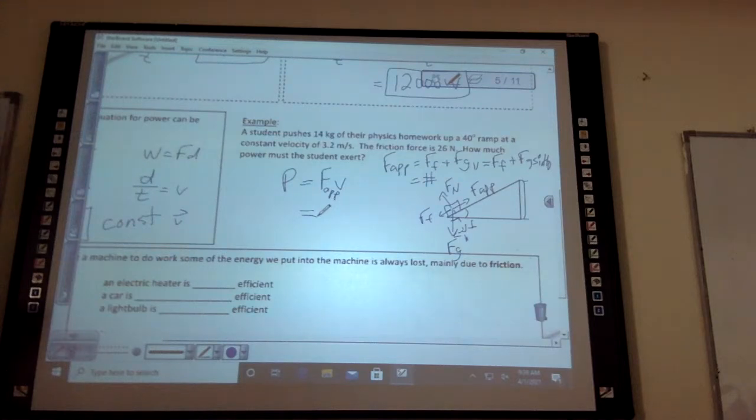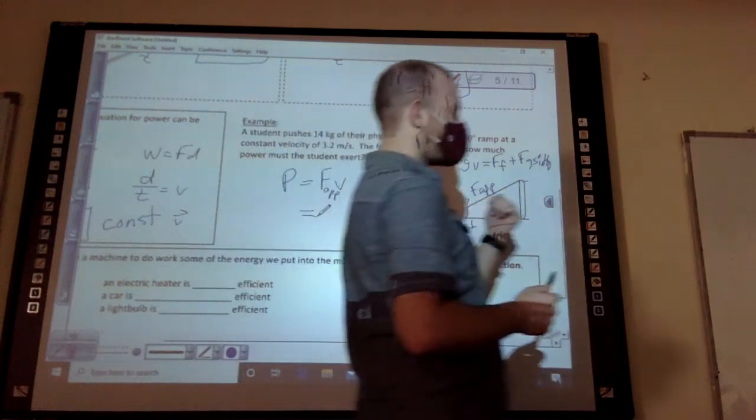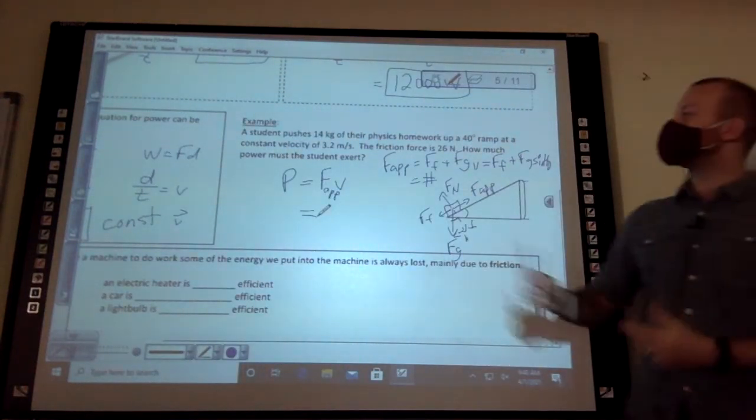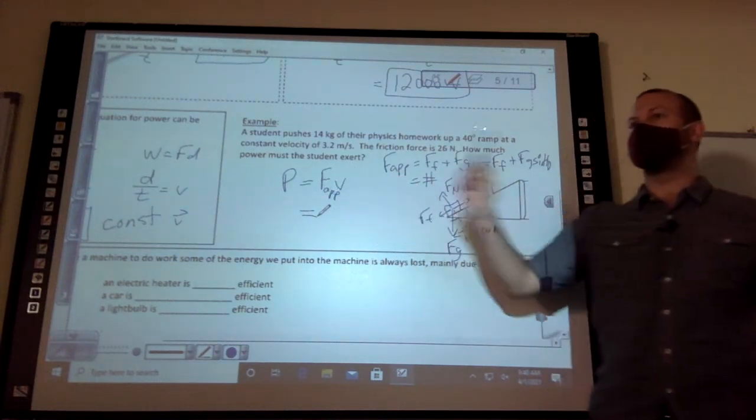Remember, I don't have a question about the algebra. Actually, I have a question about the concept of power in this question. Like, do students exert power? And how is power over time? We don't have the time here. So that's a good question. So you're saying this needs to be the rate of work, but we're not dealing with time. So if I look at this equation, where does time come into play?